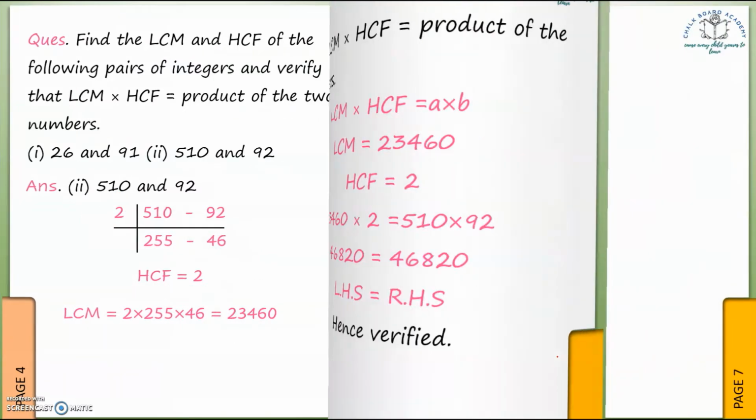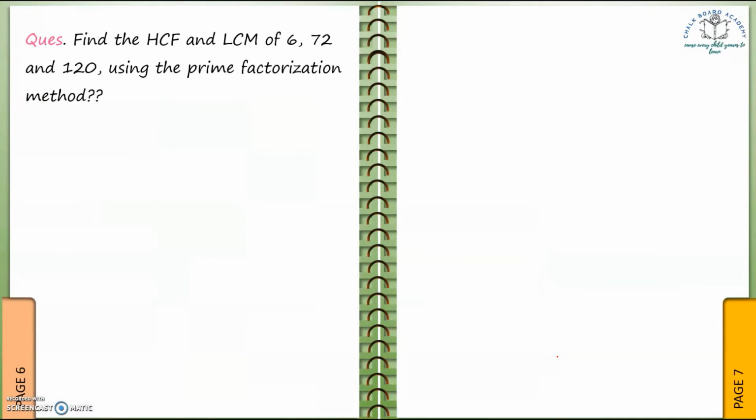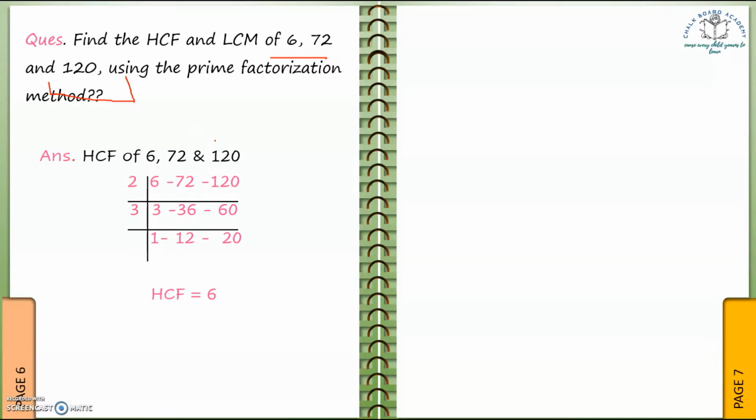Now we will discuss some new questions related to HCF and LCM. Here we are given three numbers: 6, 72 and 120. Earlier, when we were doing two numbers, I used to tell you that we can leave a number like here and then multiply those numbers directly from here. But in this case, we will divide till we get the quotient as 1.